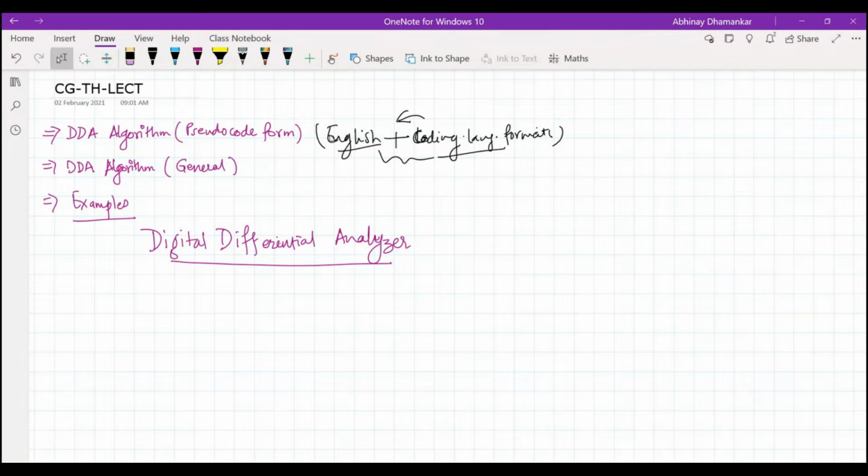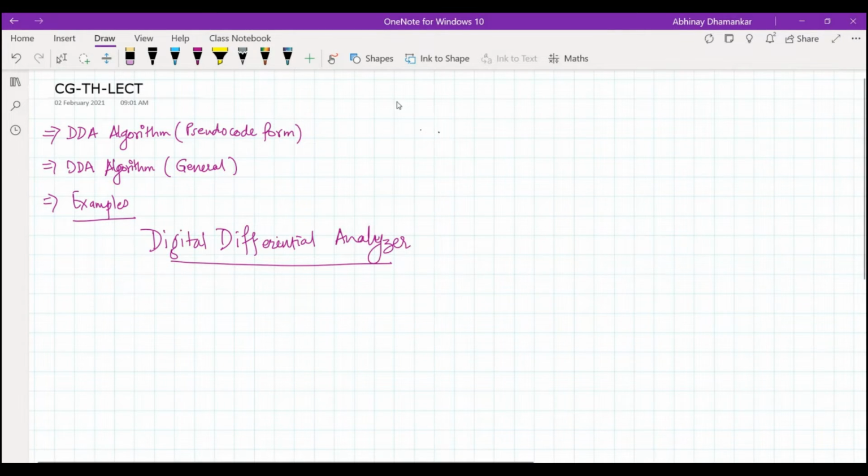For example, we can say add one part into another part. This is a very plain English statement. Or we can say add A to B, right? This is also a very plain English statement. That kind of stuff is called pseudocode, so any generalized statement is formed by pseudocode. Now let me start with the DDA algorithm in pseudocode form, and you also write it down.